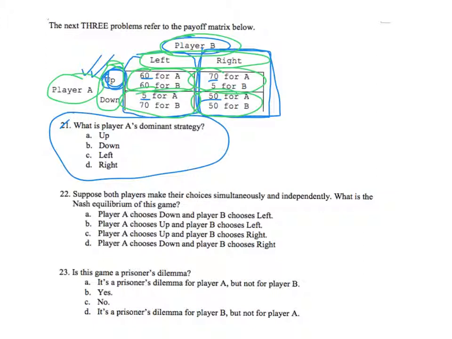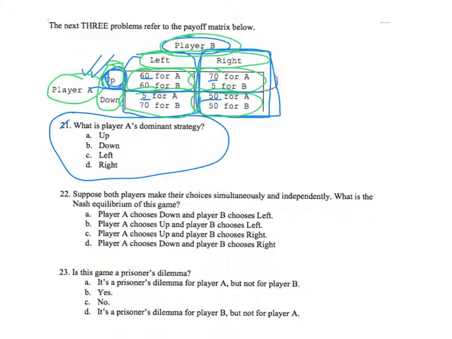Suppose both players make their choices simultaneously and independently. What is the Nash equilibrium of this game? Well, the Nash equilibrium is often called the no regrets equilibrium. And the dictionary definition is, given the actions of the other players, no player has the incentive to change her action. So we know player A is going to play up because they have a dominant strategy.